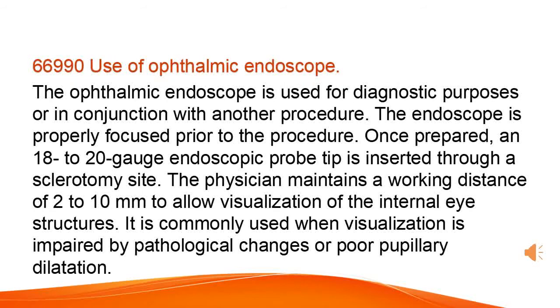Use of ophthalmic endoscope. The ophthalmic endoscope is used for diagnostic purposes or in conjunction with another procedure. The endoscope is properly focused prior to the procedure. Once prepared, an 18 to 20 gauge endoscopic probe tip is inserted through a sclerotomy site. The physician maintains a working distance of 2 to 10 mm to allow visualization of the internal eye structures. It is commonly used when visualization is impaired by pathological changes or poor pupillary dilatation.